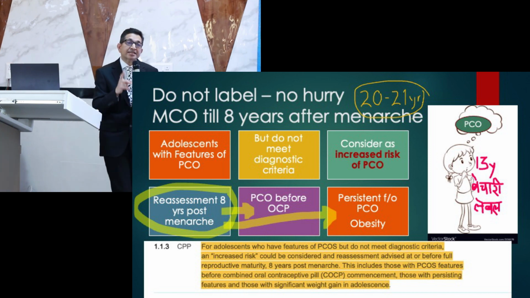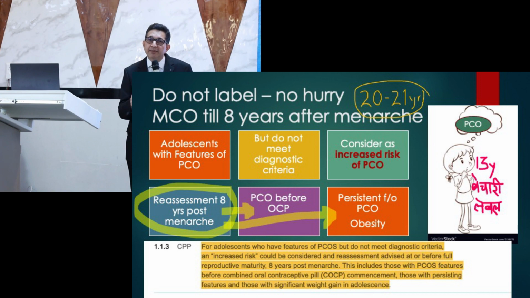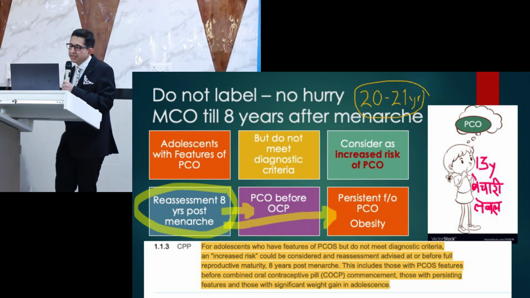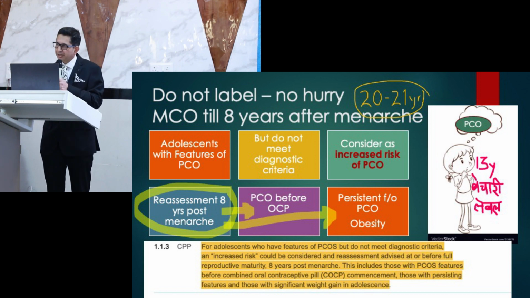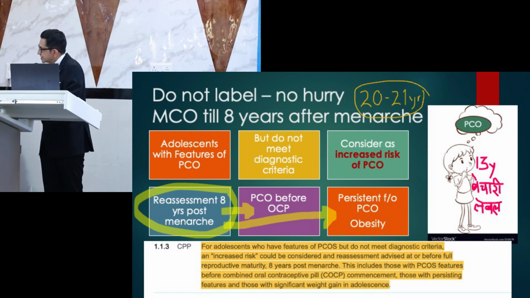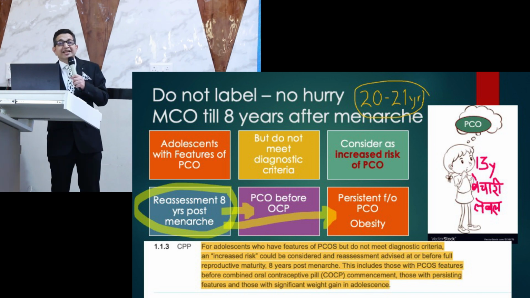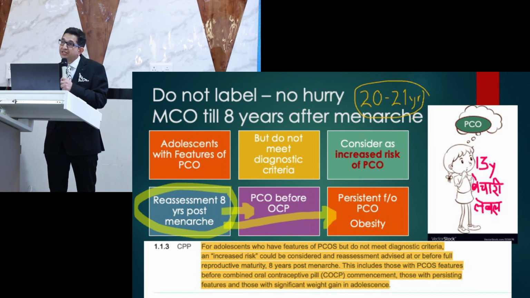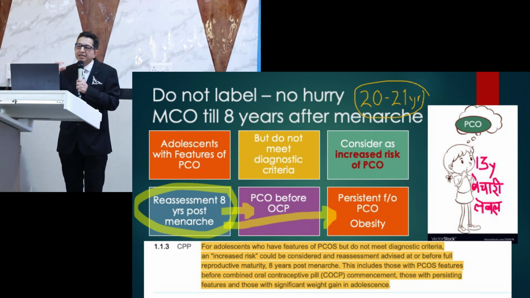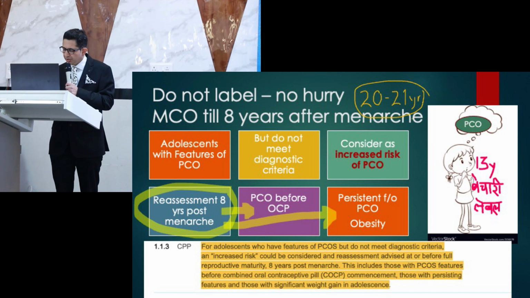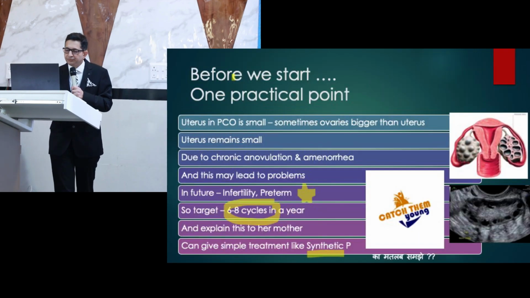do not label a case as case of PCO or call them as multicystic ovaries. What do you have to call them? Multicystic ovaries. And after 8 years, reassess the patient. If still the patient has got irregular cycles, if still she has features of PCOS like acanthosis nigricans or obesity, and if you think that she is a case of PCO after biochemical analysis, then label her as PCO. Otherwise, call them multicystic ovaries. Okay? These are the guidelines.